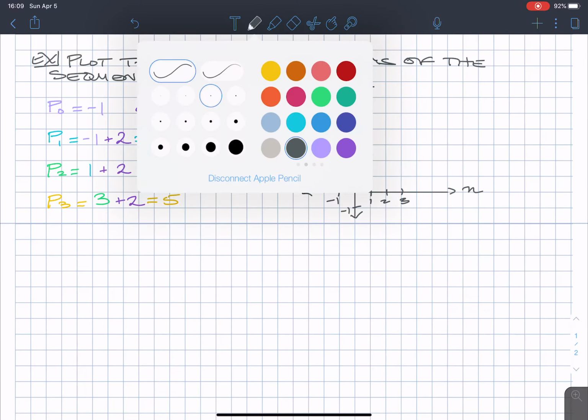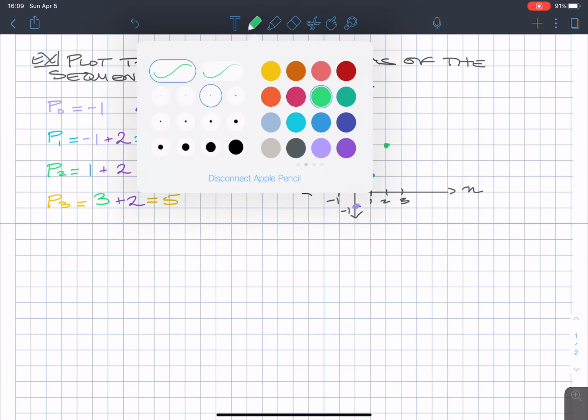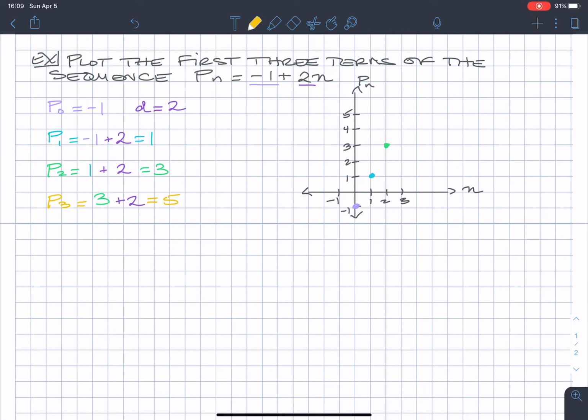Okay, so the initial value p sub 0 was at -1 when n, the counting number, was 0. P sub 1, so my counting number is now 1, has a value of 1. So I go to the right one, up 1. P sub 2 has an n counting number of 2, goes up to 3. So over 2, up 3. P sub 3 has a counting number n of 3, but has a p sub n value of 5, so I go up to 5.